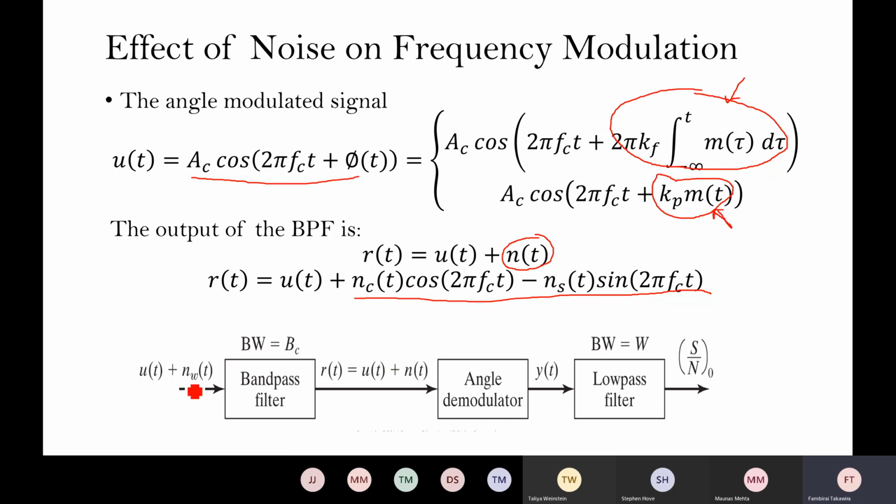So essentially the system that we have is a received signal, which is simply u(t) plus a narrowband noise signal. The narrowband arises from the fact that we have a bandpass filter. We have to have a bandpass filter because our u(t) is a band-limited signal. And then we go into an angle demodulator, and then a low pass filter. So what we want to do is find the signal to noise ratio at the output.